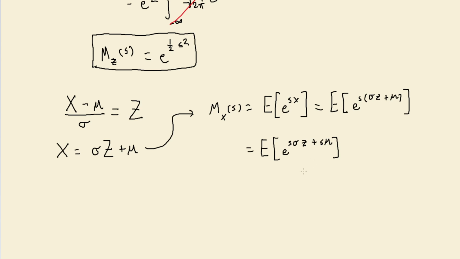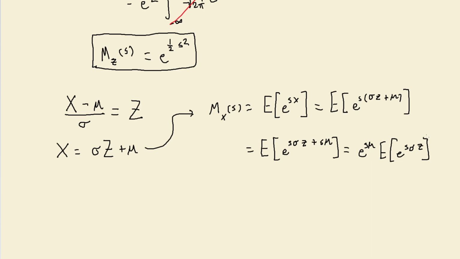And now, if we were to carry this out, we're integrating with respect to z, right? This function multiplied by the probability density function of z. That's what we would be doing. So if we rearrange this as the product of two exponentials, we have e to the s sigma z times e to the s mu. This portion just becomes a constant, because we would be integrating with respect to z, not with respect to s. And so this becomes e to the s mu multiplied by the expected value of e to the s sigma z.